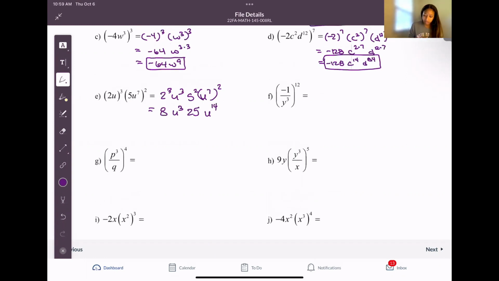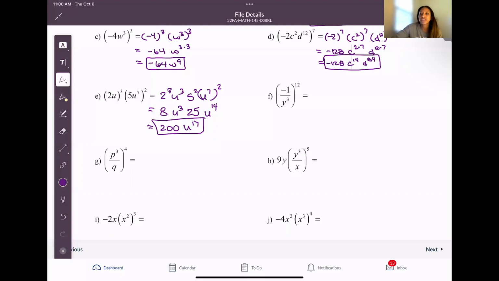Then what's 8 times 25? 200. And u to the 3rd plus u to the 14th is u to the 17th. Okay, whew. All right, 200 u to the 17th. Let me make sure I believe that. I had a typo there. 2 to the 3rd is 8, 5 squared is 25, 8 times 25 is 200. Then we have a u cubed and u to the 14th, which gives us u to the 17th. All right, I believe that one.